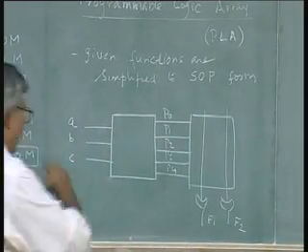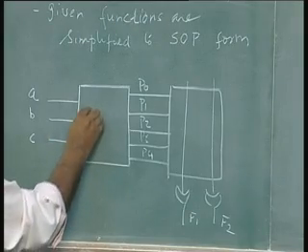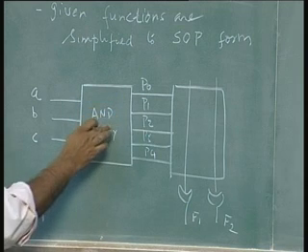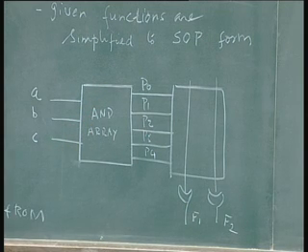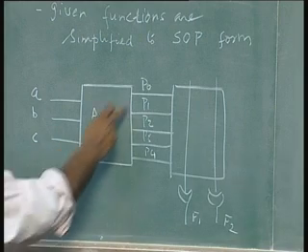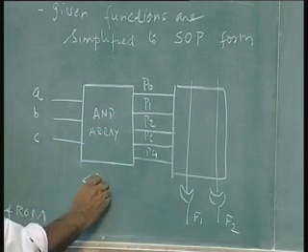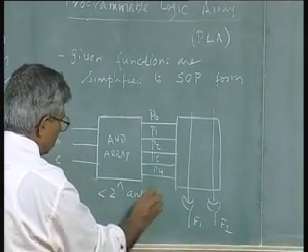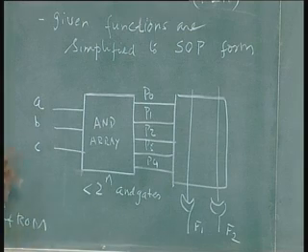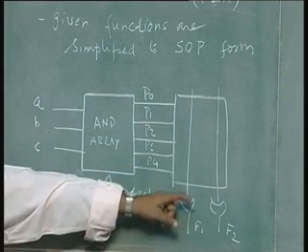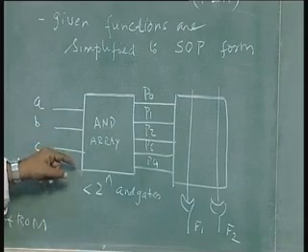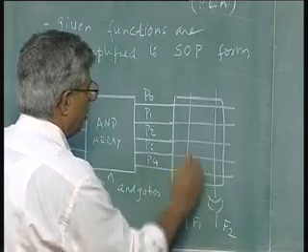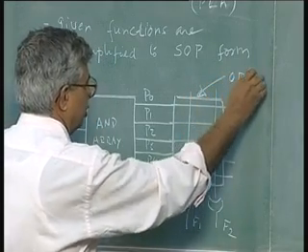So in this case I am going to say this is an AND array, but it will not have 2 power n min terms. This will have fewer than 2 power n AND gates. How small depends on the output terms and the given number of inputs, and these are combined the same way as we did in the previous case by an OR array. There is no change in this.